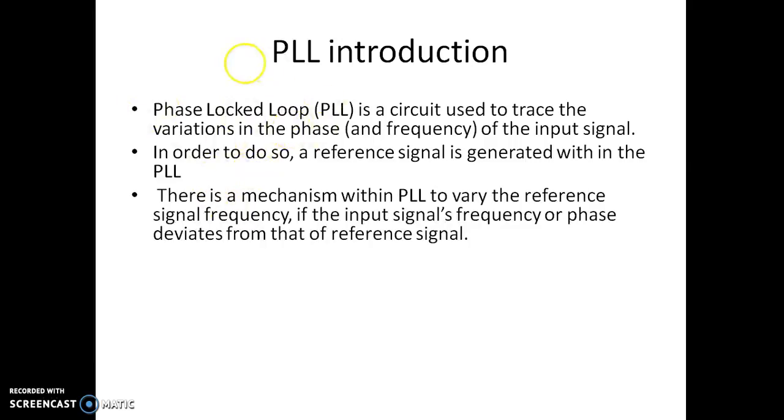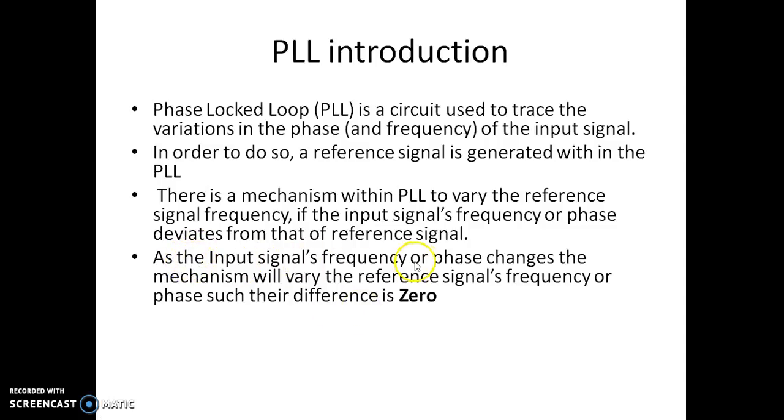Now there is a mechanism within the PLL to vary the reference signal frequency if the input signal frequency and the phase deviate from the reference signal. Assume that you already have a reference signal. So there is a mechanism available within the PLL to vary this reference signal frequency if the input signal frequency changes its phase and the frequency deviates from this reference. The reference signal is having some frequency. Assume that your incoming frequency changes, so there is a mechanism available in the PLL to change the frequency of this reference also as your input signal changes.